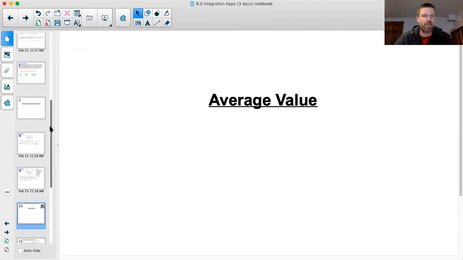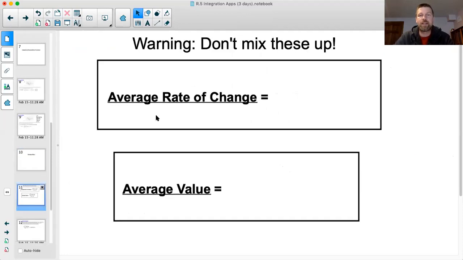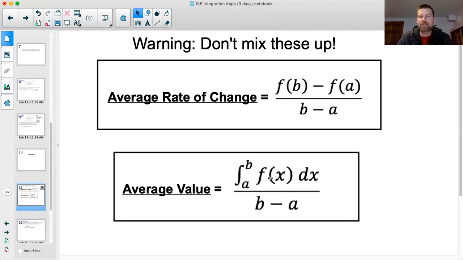That's good. Average value. Warning, don't mix these up. There is a difference between average value and average rate of change. Definitely make sure you are understanding the question and which one it's asking for. Average rate of change is just slope. f of b minus f of a all over b minus a. You should know that formula. Average value, that's the integral from a to b of f of x dx all over b minus a. We talked about that last trimester.